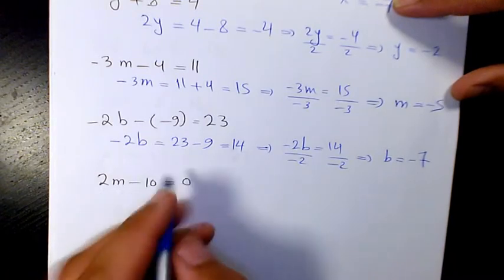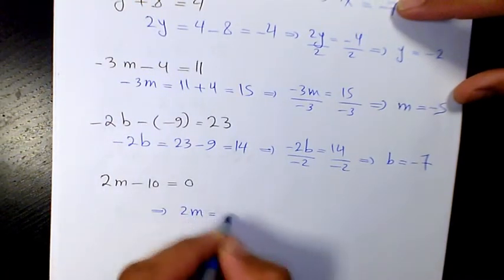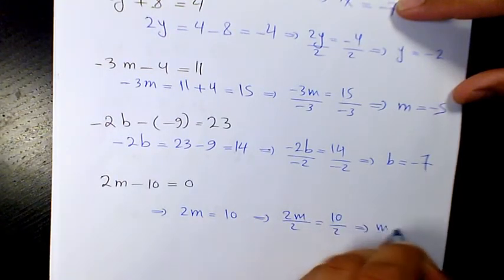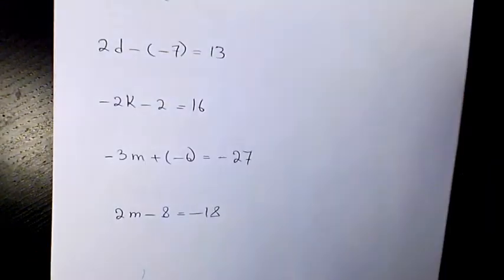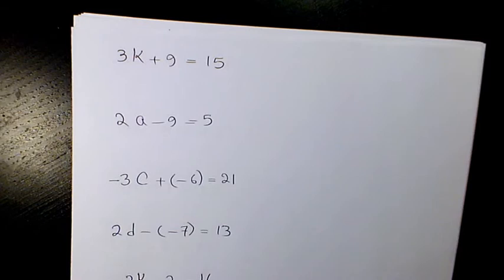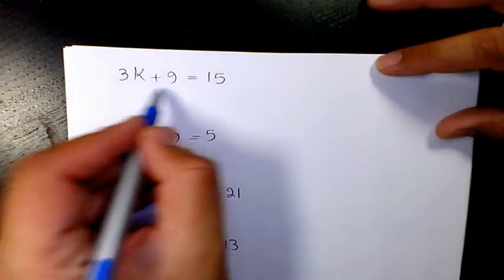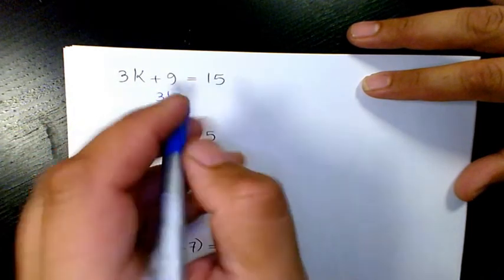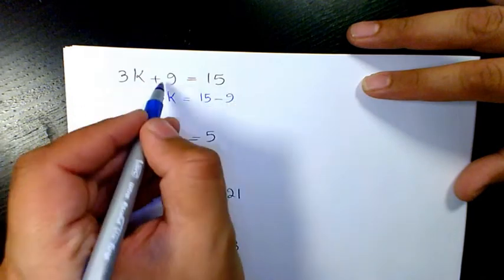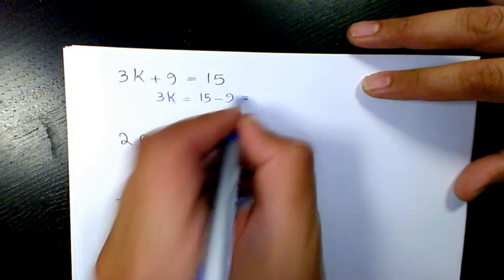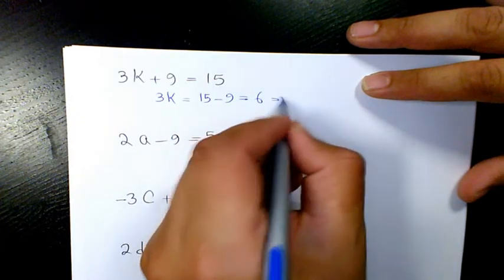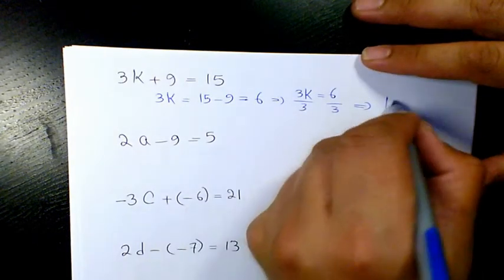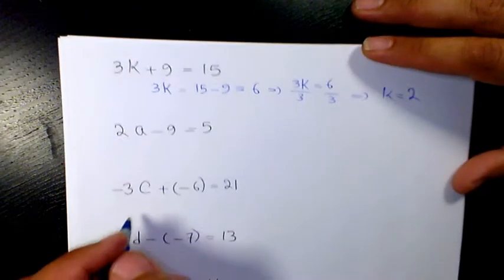2m minus 10 equals 0. So we have 2m equals 10. 2m divided by 2, 10 divided by 2 is going to be m equals 5. Next one is 3k plus 9 equals 15. So I keep 3k on the left hand side and I move 9 to the right hand side. So we have 15 minus 9, because positive 9 is going to be negative 9 when you move it to the other side. So 15 minus 9 is going to be 6. So 3k equals 6. If you divide both sides by 3, 3k divided by 3 is k. 6 divided by 3 is going to be 2. So k will be equal to 2.